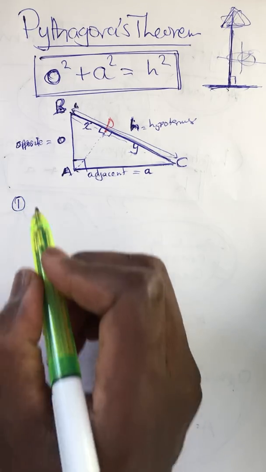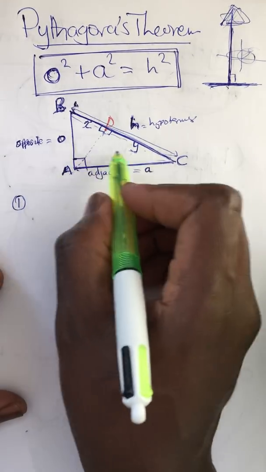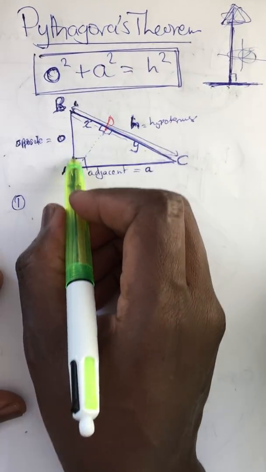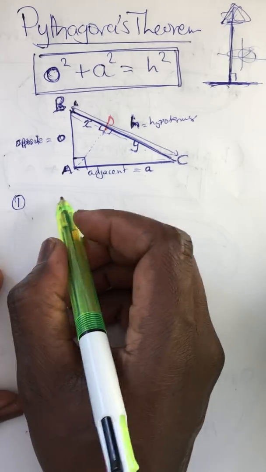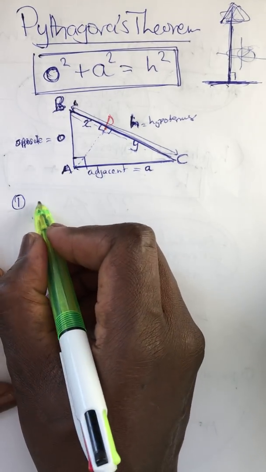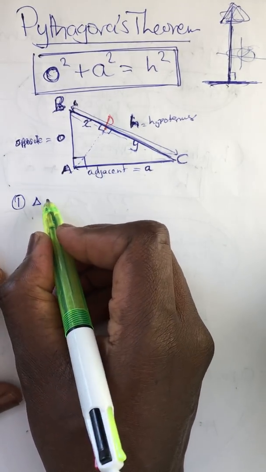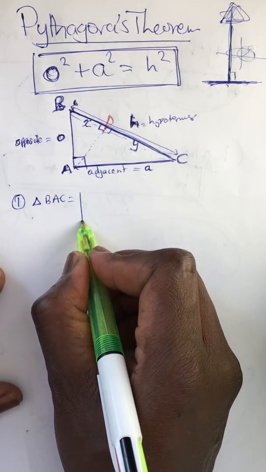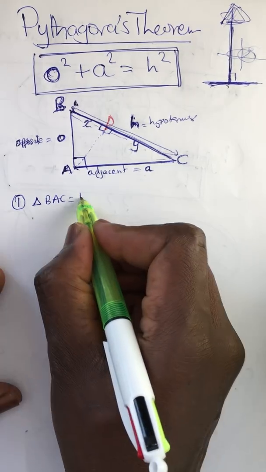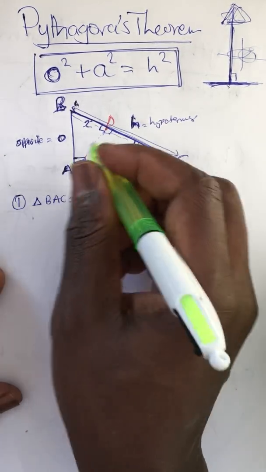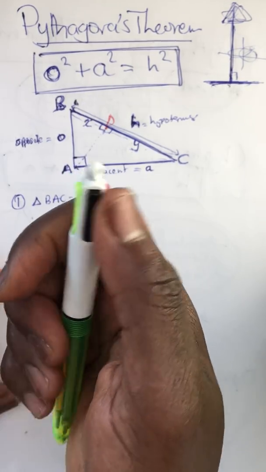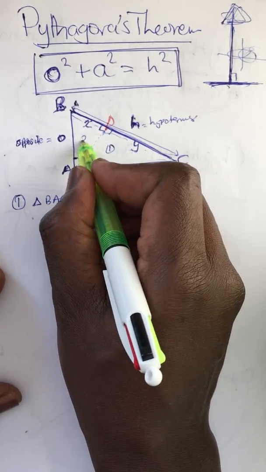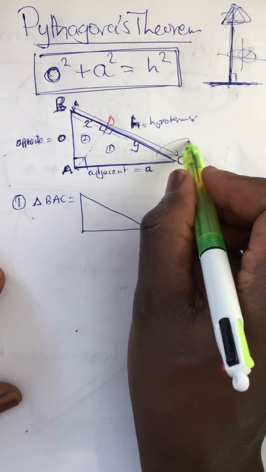So the first thing we are going to do is to extract the different triangles that we have there and compare them with the big one. So let us start by extracting the bigger triangle, which is triangle BAC, equal to this triangle here. This is the big triangle. Obviously we have three triangles there already. Let's say triangle 1, triangle 2, and triangle 3 is the big one.